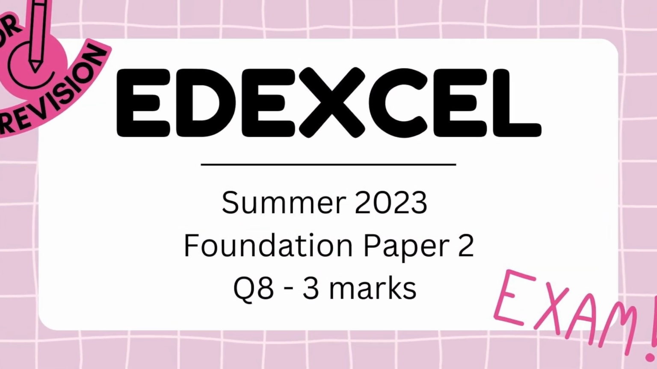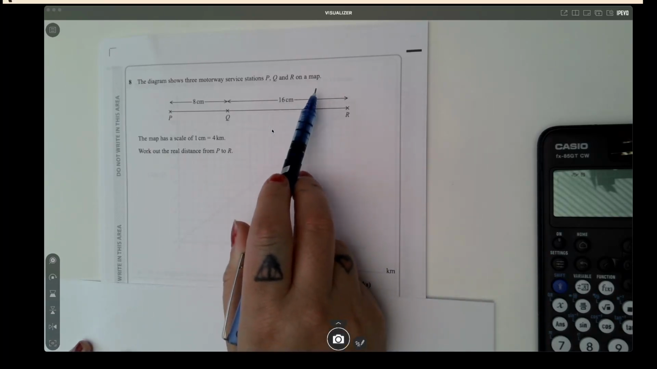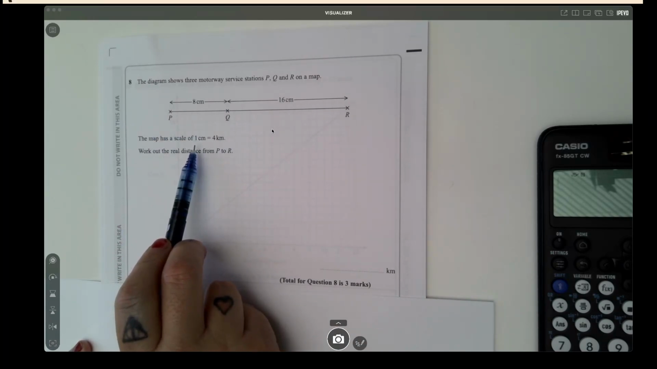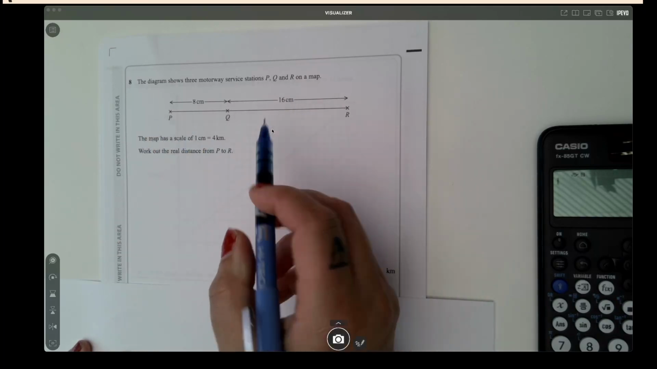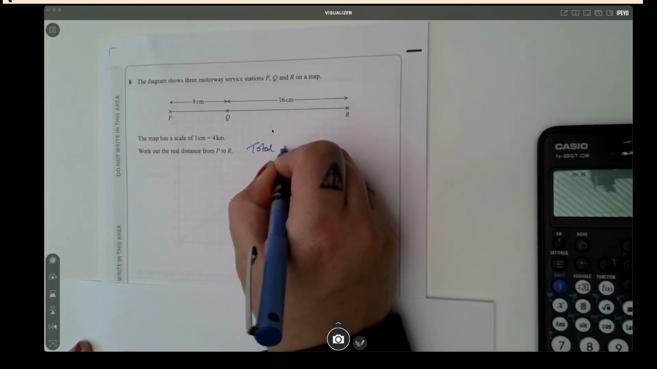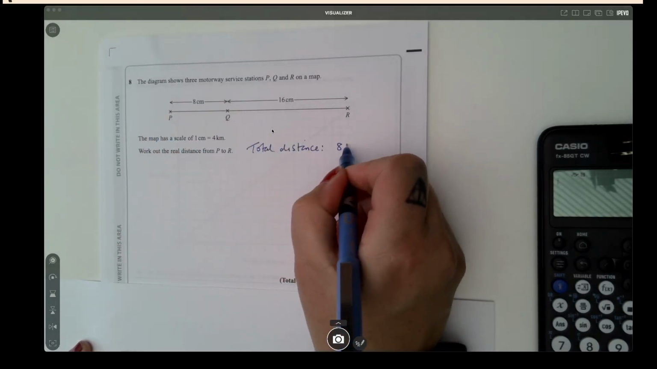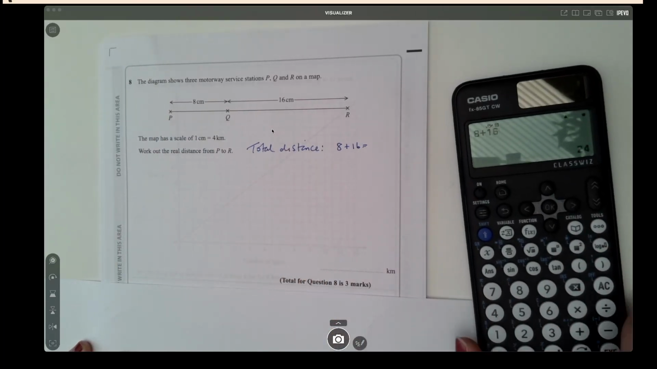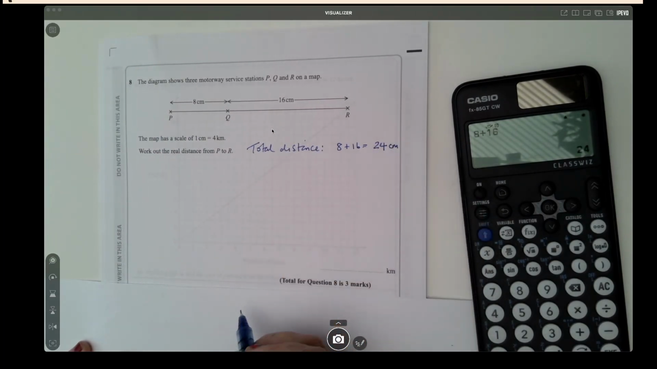Question 8. The diagram shows 3 motorway service stations, P, Q and R on a map. The map has a scale of 1 centimetre equals 4 kilometres. Work out the real distance from P to R. So I'm going to find out the total distance. The total distance from P to R is 8 plus 16. It's a calculator paper, so you can do this on your calculator to save you some brain power. So we've got 24 centimetres in total.